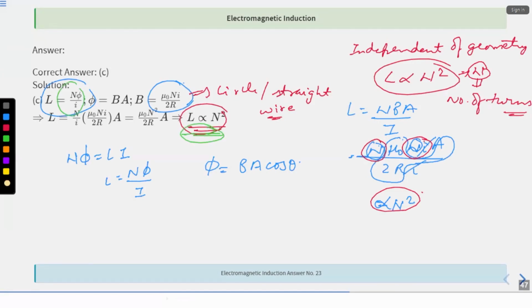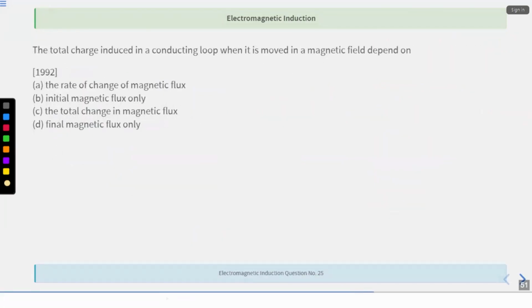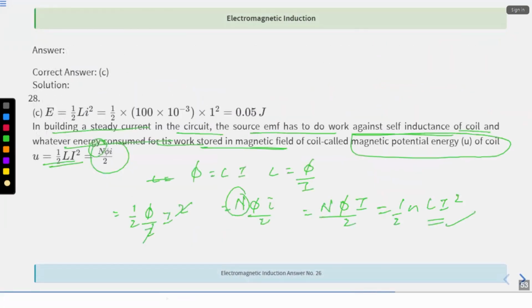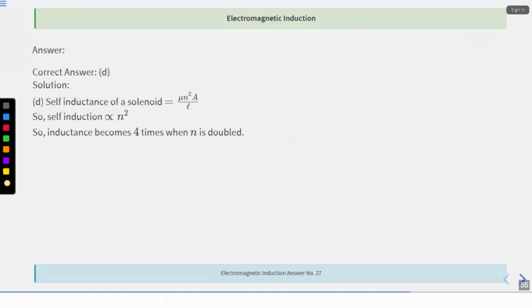Here, L is directly proportional to n squared, which we told you. L is n phi by I, phi is replaced with BA, and then put any formula for magnetic field, you will get two n's, one here and one here. So L is directly proportional to n squared. So this formula also works for solenoid. Okay. So we will use this thing only. So see here, the inductance of solenoid is given by this formula. So using this formula, we can see that it is dependent upon n squared.